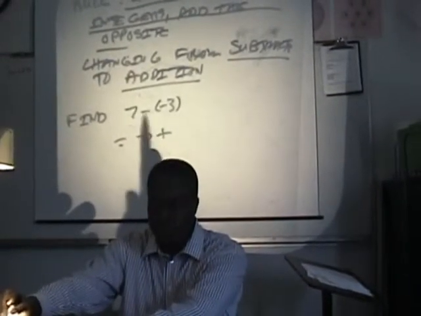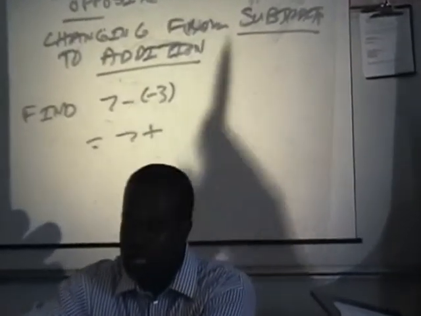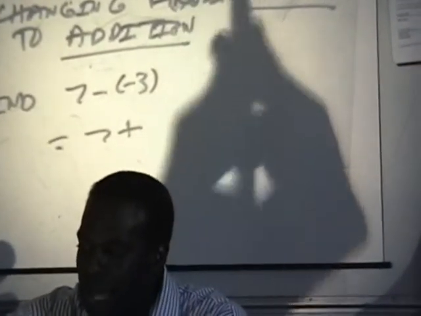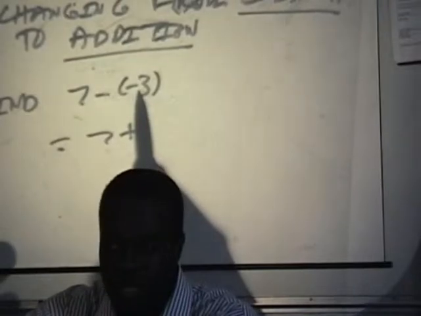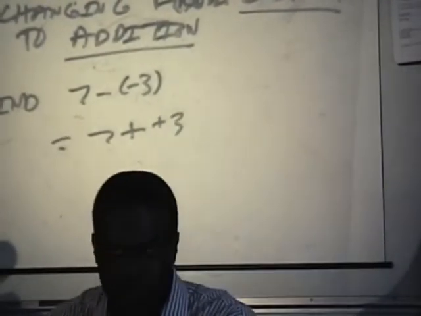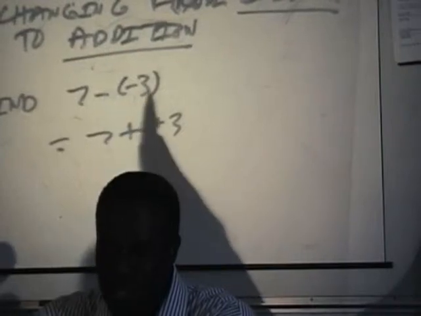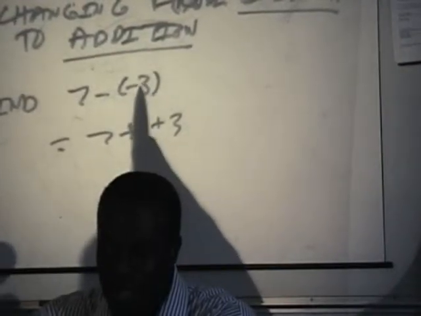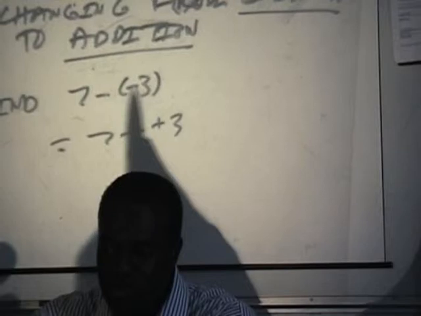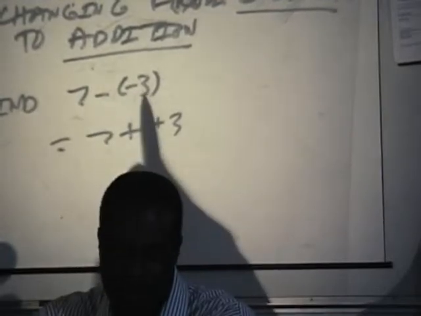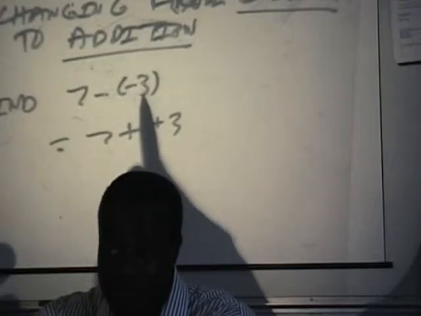I changed the operation from subtraction to addition, but I must also add the opposite. What's the opposite of negative 3? Positive 3. So when you change the subtraction to addition, you change the sign of the number to the right, because subtraction is not commutative.